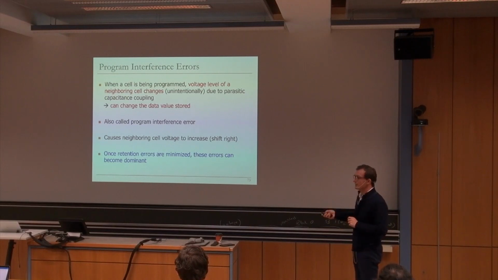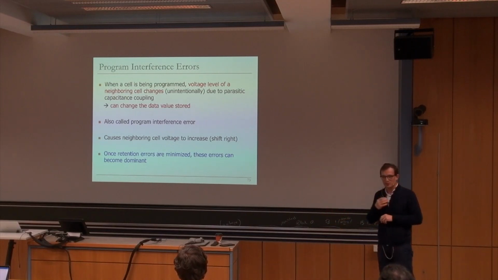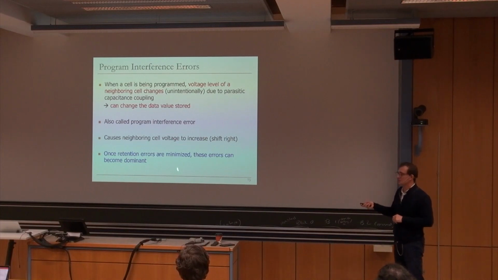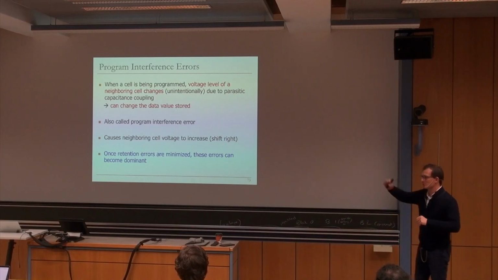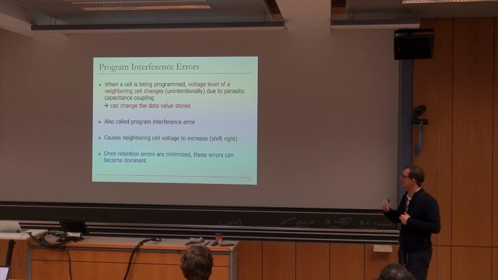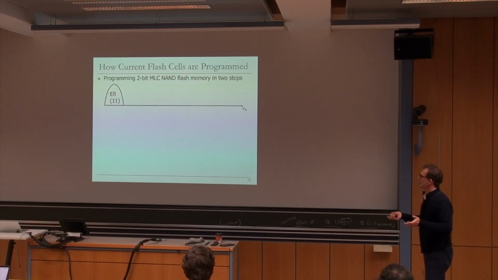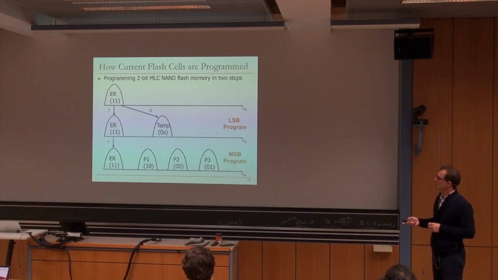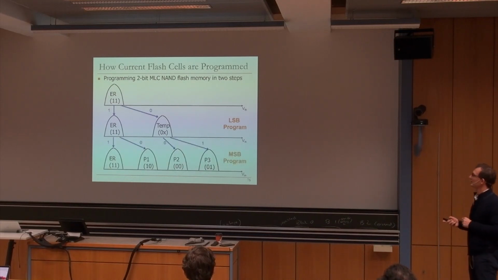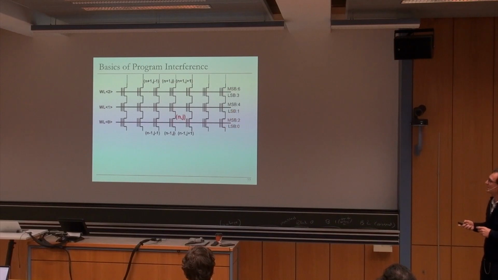So once retention errors are minimized, using refresh, for example, these errors actually become the dominant errors. If you remember that picture, program interference was the second highest error cause after the retention errors. So how do we program current flash cells? We already talked about this. You basically use this two-step programming method. You program the LSB first and MSB next.